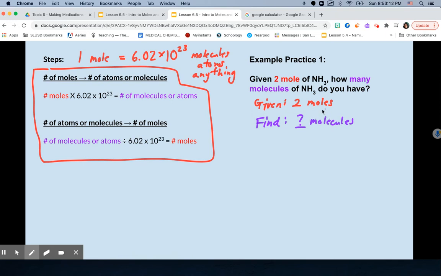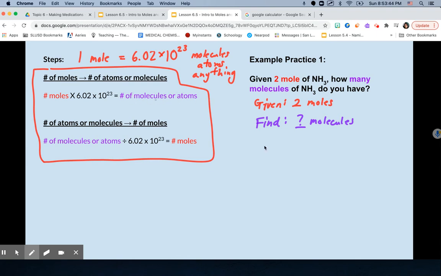So I'm given moles, I'm trying to find molecules. Which one of these two do we need to do? Well, if we're looking for molecules, this one equals number of molecules or atoms, so that's what we're looking for. So we want to use the first equation. We're not trying to find moles, so we're not going to use this one. We're trying to find molecules or atoms.